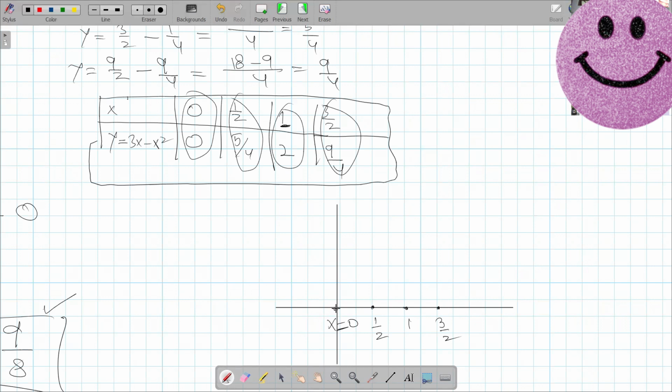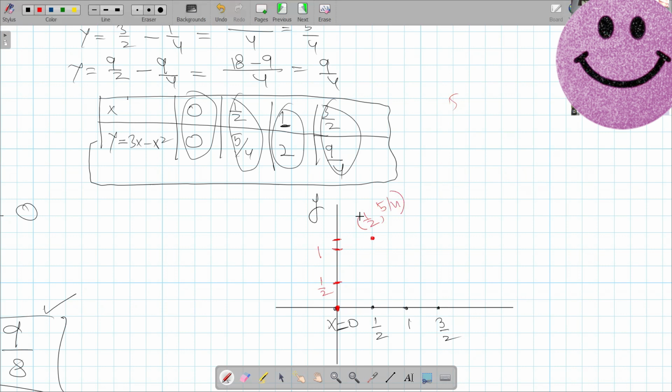And what values are you getting for y? When x is 0, y is 0. So one point is 0 comma 0, this point. When x is 1 over 2, y is 5 over 4. You have to see where 5 over 4 is. 5 over 4 is 1 1/4. So it will be almost here, 1 1/4. This is the second point, 1 over 2 comma 5 over 4.